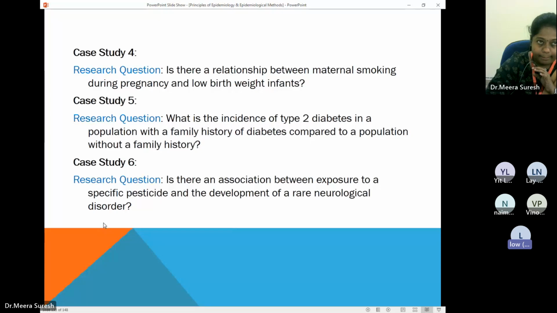Because if you take cohort, it'll be a really long time, right? Yes, it will be a really long time. So can you go for cross-sectional? But in cross-sectional, we are not going to get only the prevalence, the new and old cases. You don't get the incidence.